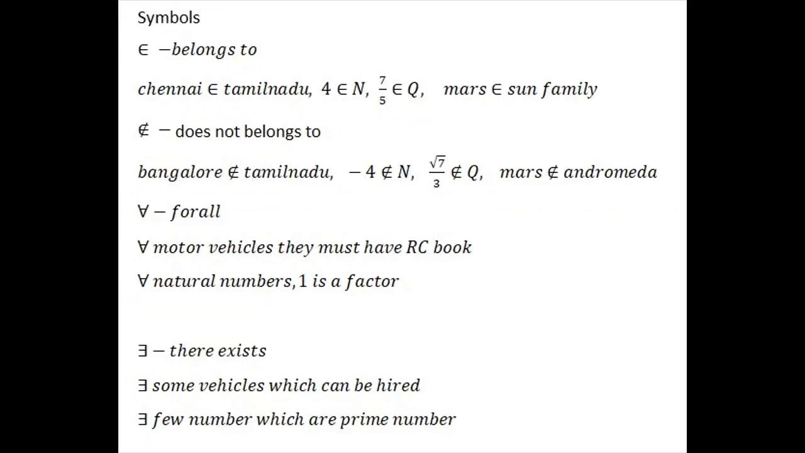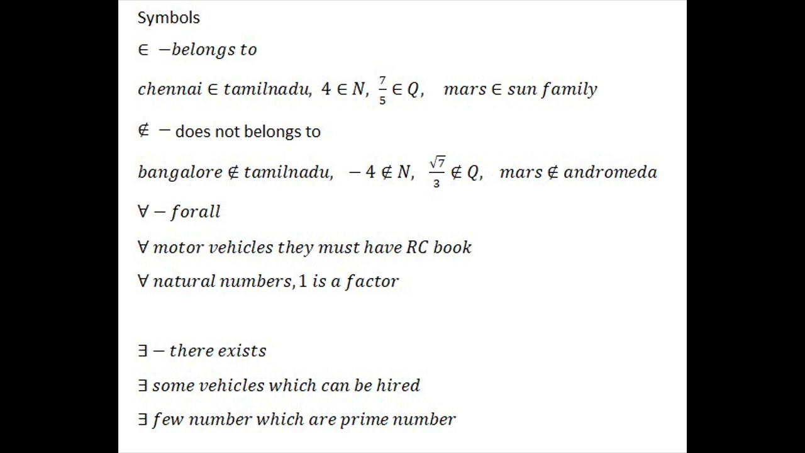Now, from now onwards, we are going to use some symbols. The epsilon symbol, the first one, actually means belongs to or an element of. I can say 4 is an element of natural numbers, 7/5 is an element of rational numbers, root 2 is an element of real numbers, something like that. And if we put a slash over epsilon, it means does not belong to. You can easily say that Bangalore does not belong to Tamil Nadu, -4 does not belong to natural numbers, and more.